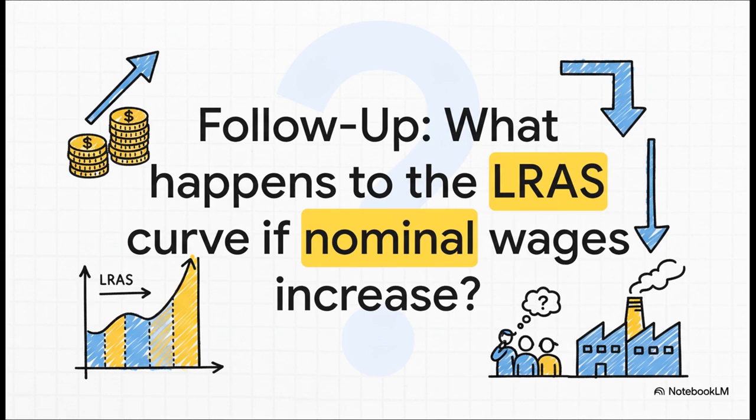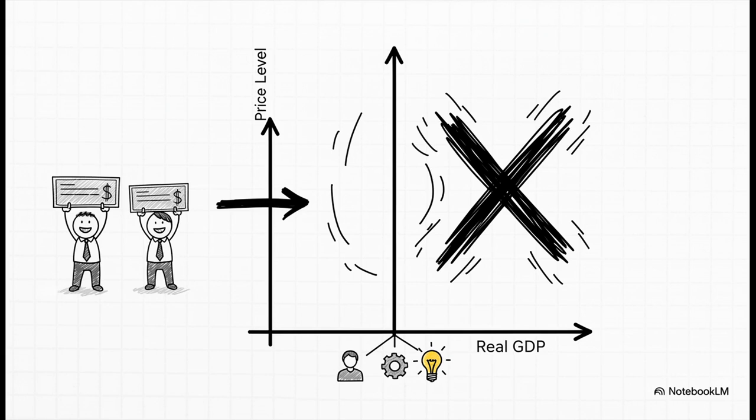Perfect. But wait, here is the really critical follow-up question. What happens to the long-run aggregate supply curve if nominal wages increase? And the answer is absolutely nothing. This is such a key distinction to get. The long-run curve is all about real things. The actual number of workers we have, the amount of physical capital, the level of our technology. Simply paying those same workers higher nominal wages doesn't magically change the economy's fundamental ability to produce stuff.